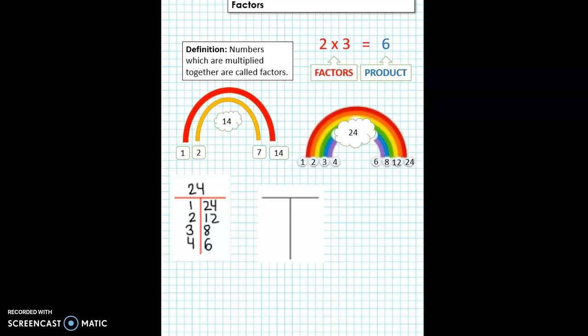Let's try one for 18. We'll start with the smallest. We always start with 1 and 18. It's even, so 2 and 9, and 3 and 6.